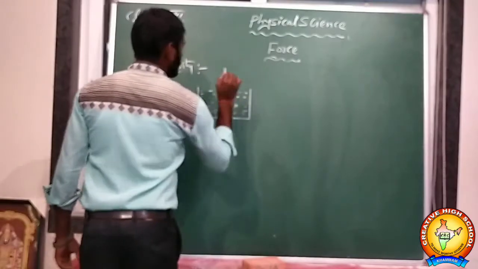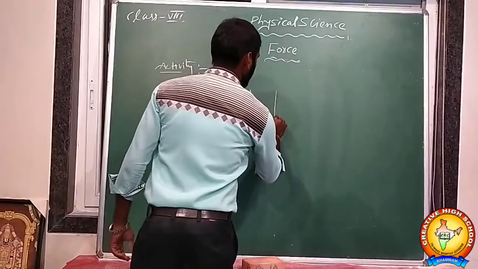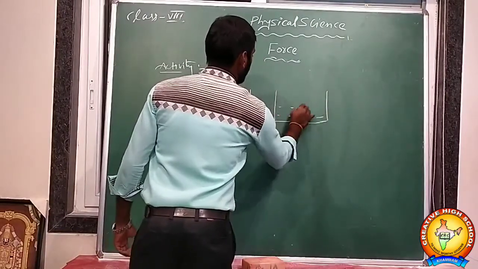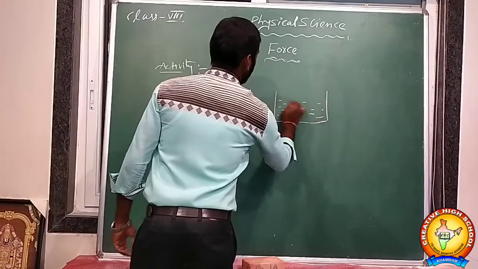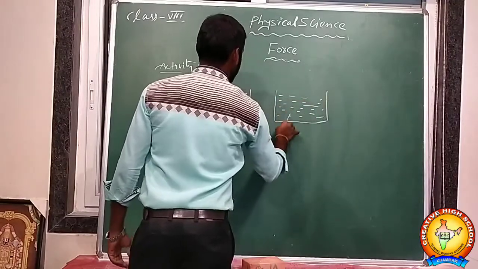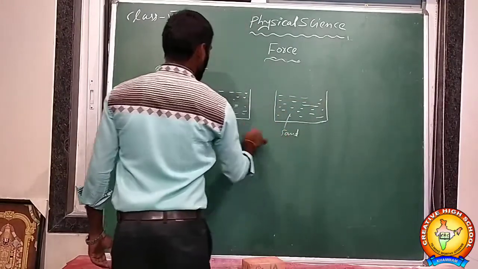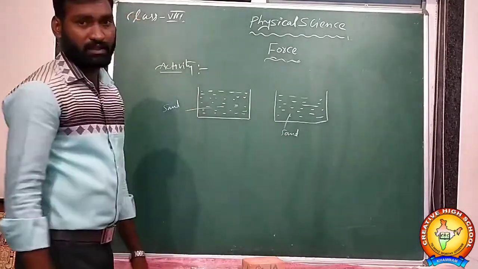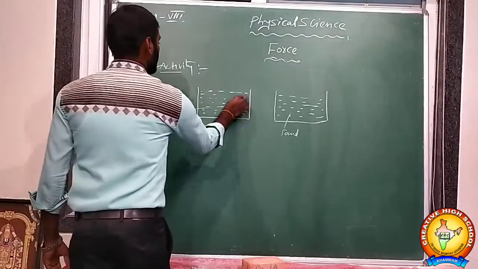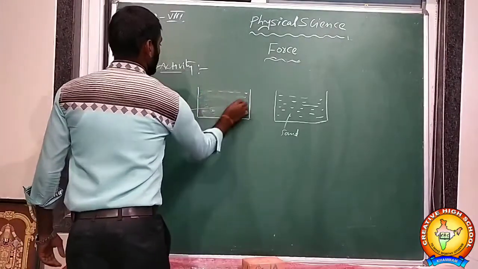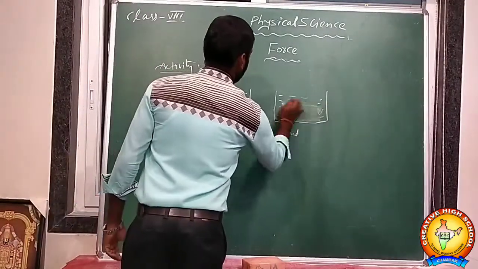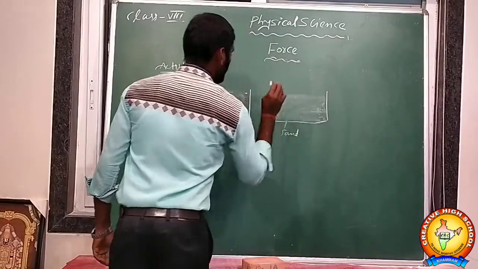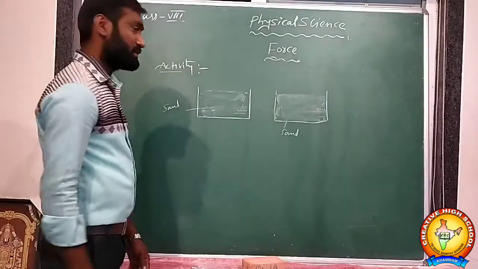So take 2 trays and pour sand up to the same level. Place the sand there. And now we can take 2 bricks. Take 2 bricks.